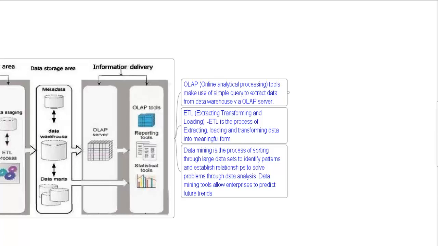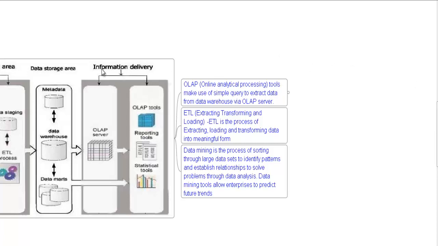OLAP stands for online analytical processing tools. They make use of simple queries to extract data from the data warehouse via the OLAP server. Okay. ETL, extracting, transforming, and loading. ETL is the process of extracting, loading, and transforming data into meaningful form. It's happening through this. All reports are being created using ETL tools.